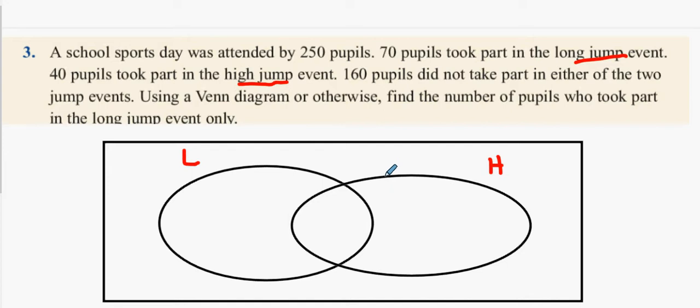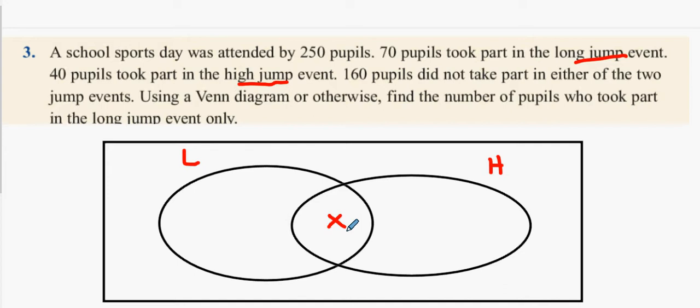Okay, here we go. Do we know how many did both? Does it say in the question how many did both the high jump and the long jump? No. You always start from the middle and work your way out. Here is the middle. It's always the intersection. The intersection is where you go to first. If you don't know the number, what do you do? You put in an X.